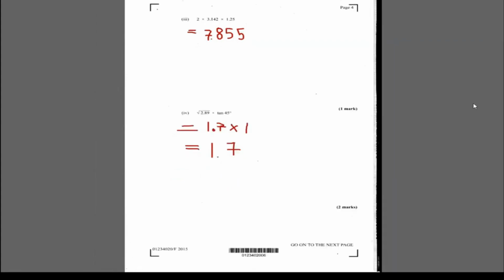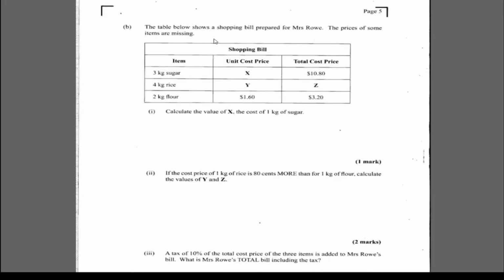All right, let's take in the next part of the question now. Part B. It says, the table below shows a shopping bill prepared for Mrs. Rowe. The prices of some items are missing.